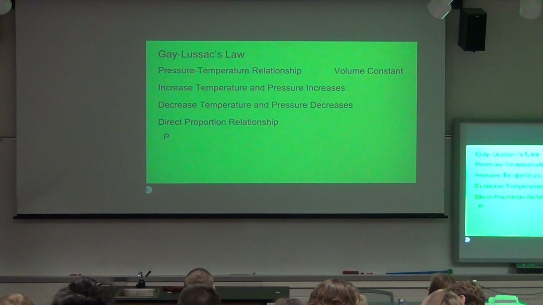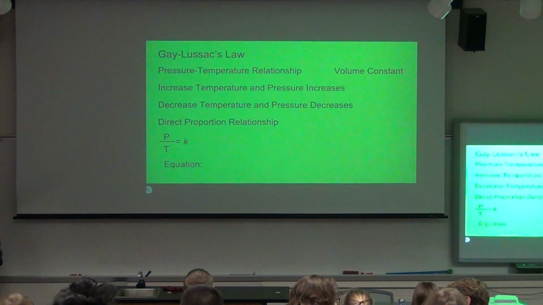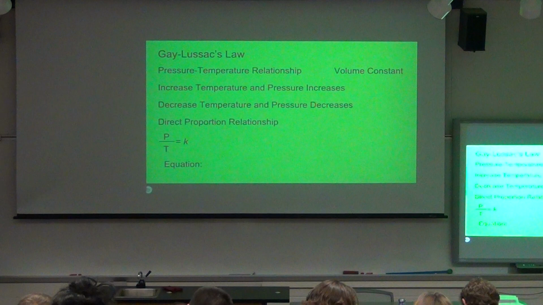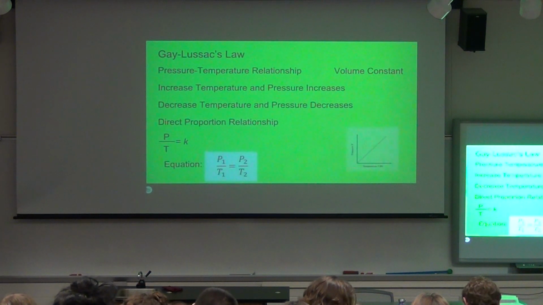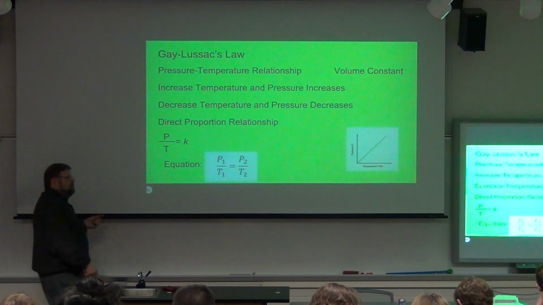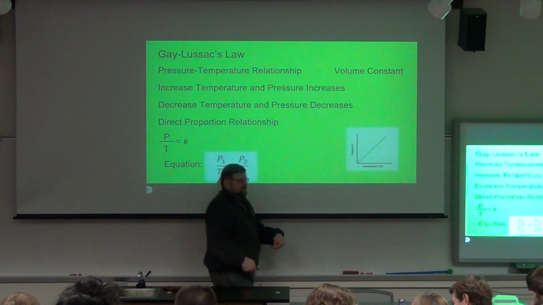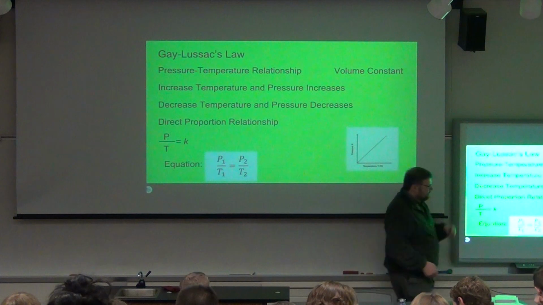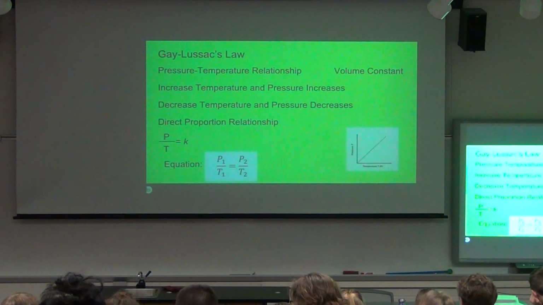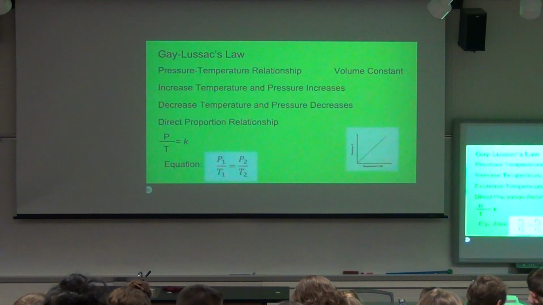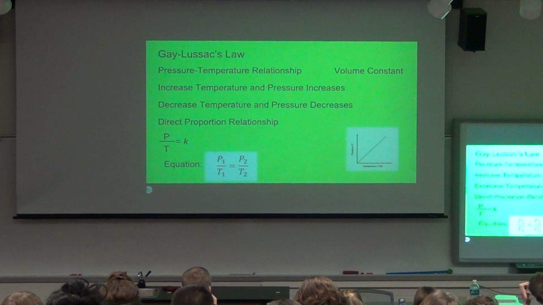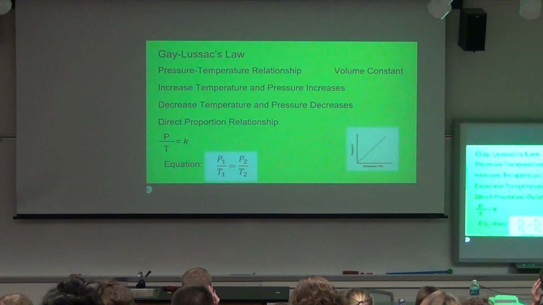Since we still have a direct proportion relationship, the math is going to look just the same. So it's P1 over T1 equals P2 over T2. And we get a nice straight line graph again.